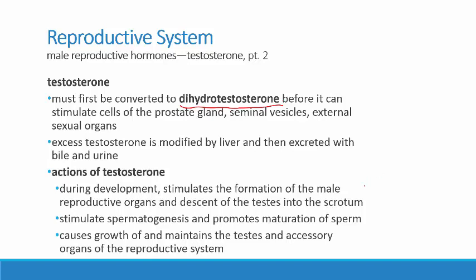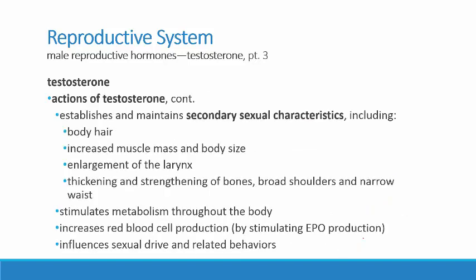Okay, so what are the actions then of testosterone? Well, as we said, during development, it's going to cause the formation of the male reproductive organs and the descent of the testes into the scrotum. And then after puberty, it will begin to stimulate spermatogenesis and promote maturation of sperm and cause the growth and maintenance of the testes and the accessory organs of the reproductive system. And so, again, at puberty, we see a lot of testosterone being secreted and some fairly rapid growth and development of the male reproductive organs.